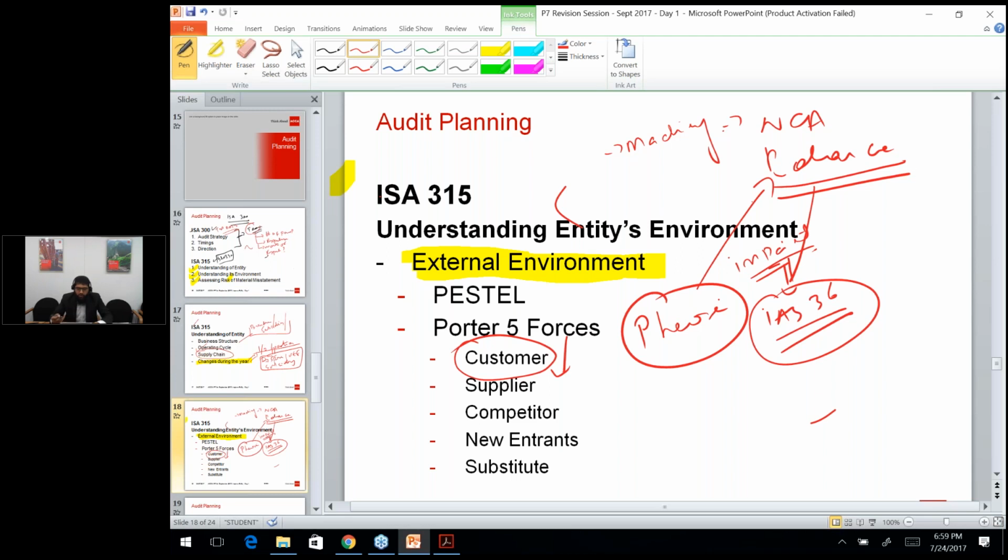And when will you be able to do it? When you actually understand the entity's environment, when you know what is happening in the entity's environment. If you don't know what is happening in the entity's environment, how will you understand what exactly you need to look out for as an auditor? So a very important thing is, you understand the entity and its environment.